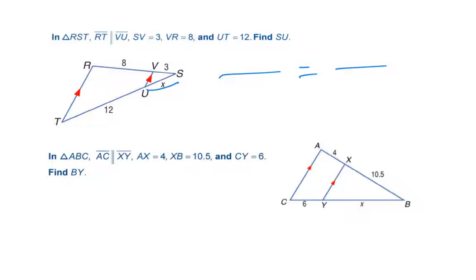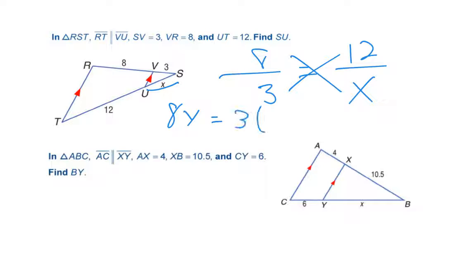Proportion. I did RT over T. I did 8 over T and 12 over X. So you said 8 over 3 and 12 over X? Yeah, that works. But we're doing the letters. No, we're finding the variable X, what it measures. So 8X equals 36. And divide by 8. Yeah. 4.5.